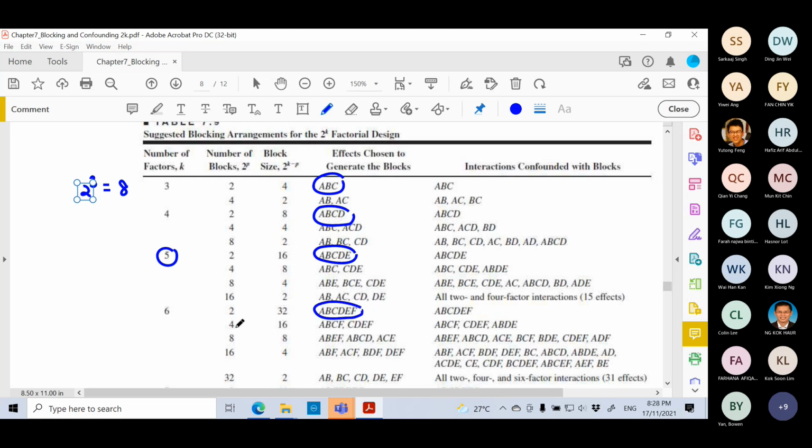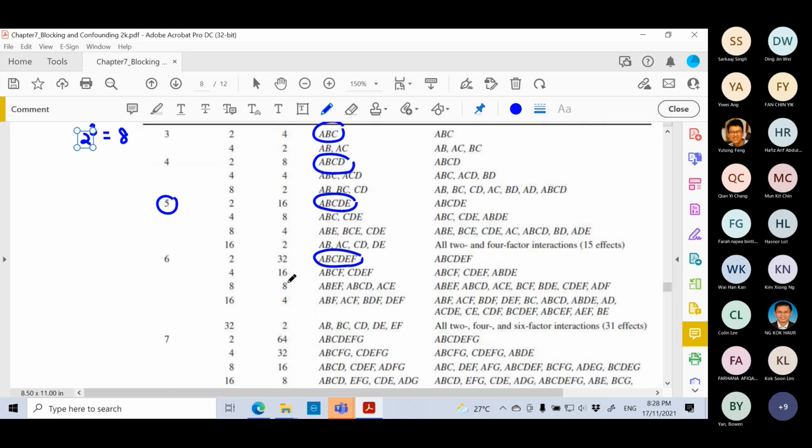But when we divide it into 4 blocks, 8 blocks, 16 blocks, and 32 blocks, then we need to choose it carefully. So we will see, if you consider 5 factors and you want to divide it into 4 blocks, then you need to choose 3 factors here. Your product is always the 3 factors, so they never touch the main factors and the 2 factor interactions. Okay, this one is what we try to avoid.